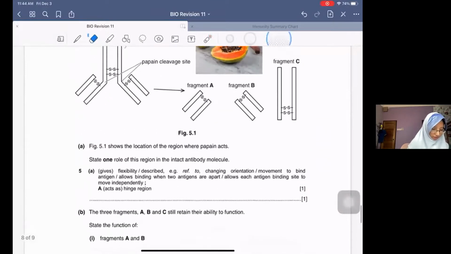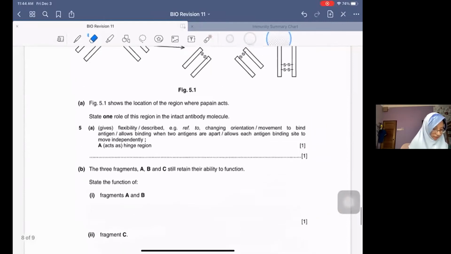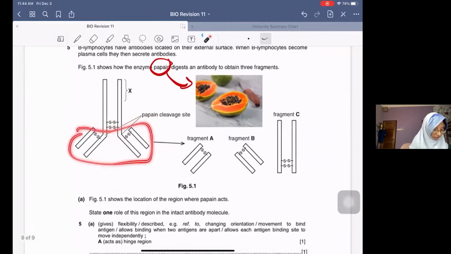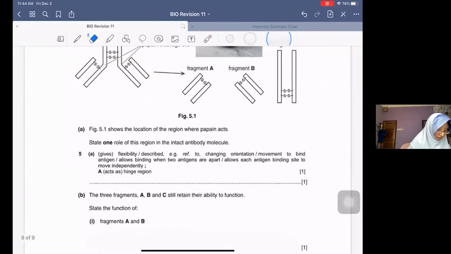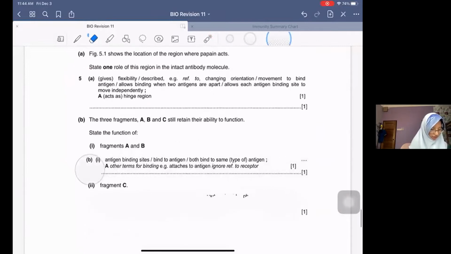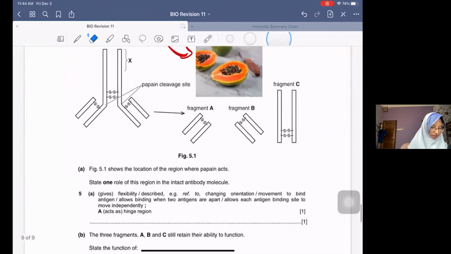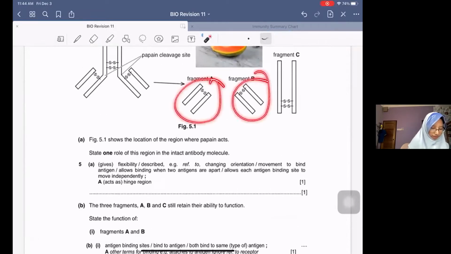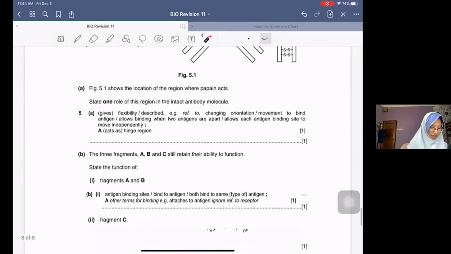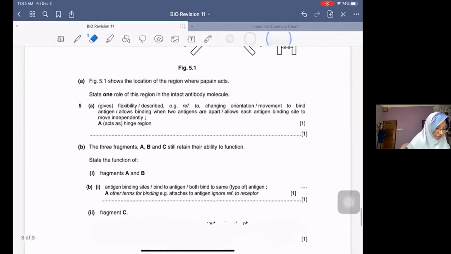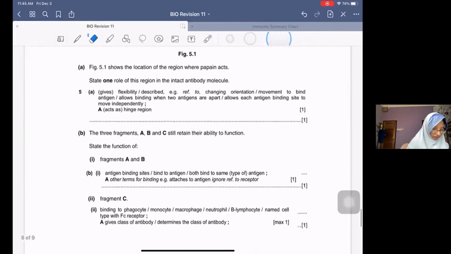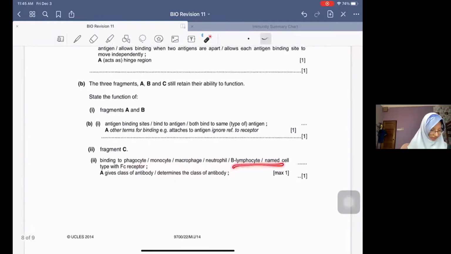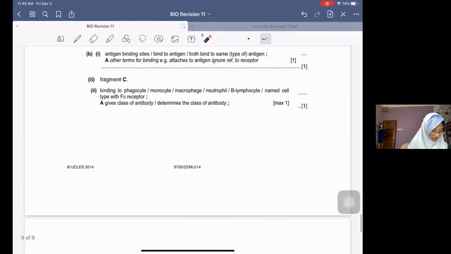State the function of the 3 fragments, A, B, and C. A and B are both the same because they're broken down from the same antibody, they're identical, remember? So we know that they are the antigen binding sites. They bind to the same type of antigen because they have the same polypeptide sequence as each other, but different from fragment C. Fragment C is the constant region, so they bind to monocytes, macrophages, neutrophils and B lymphocytes. I think that's it.